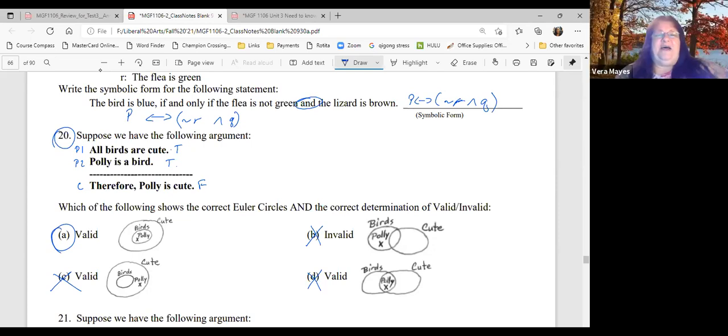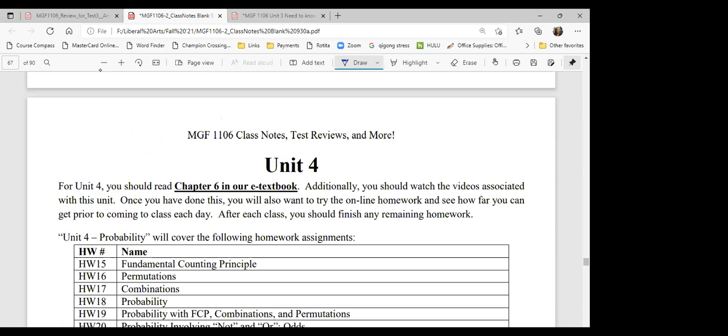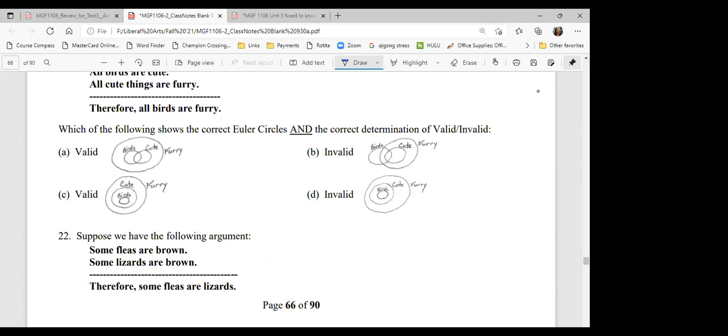All right, it's time. Dr. Hamilton, are you good? Do we feel all right about using circles to tell validity? Oh my gosh, yes. We are so much better.